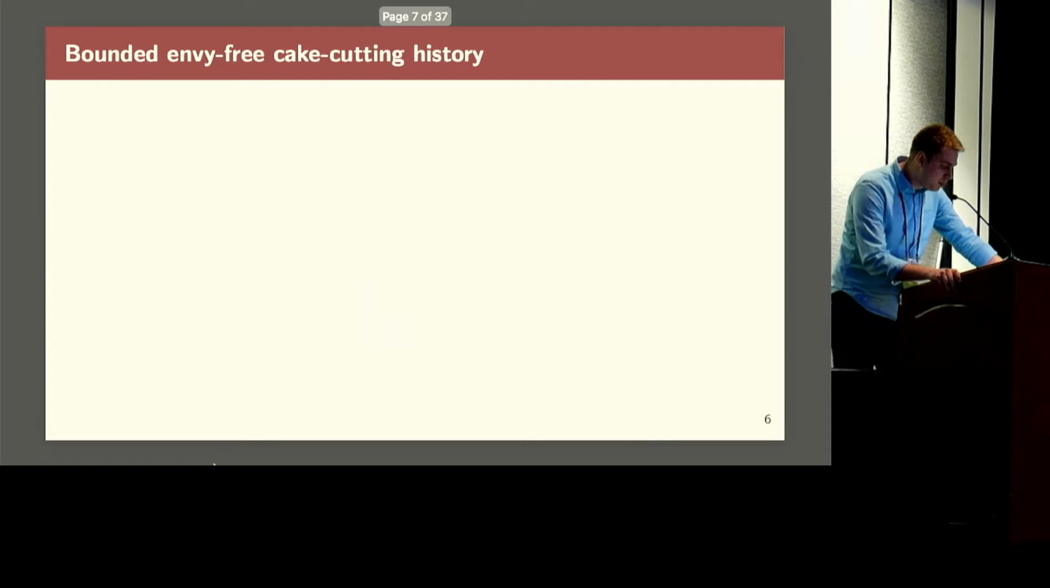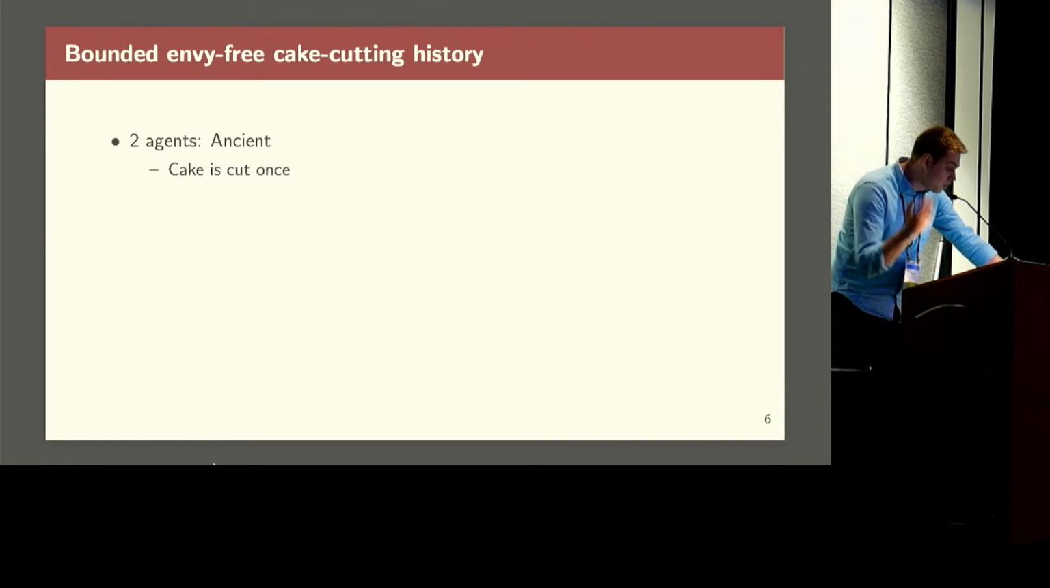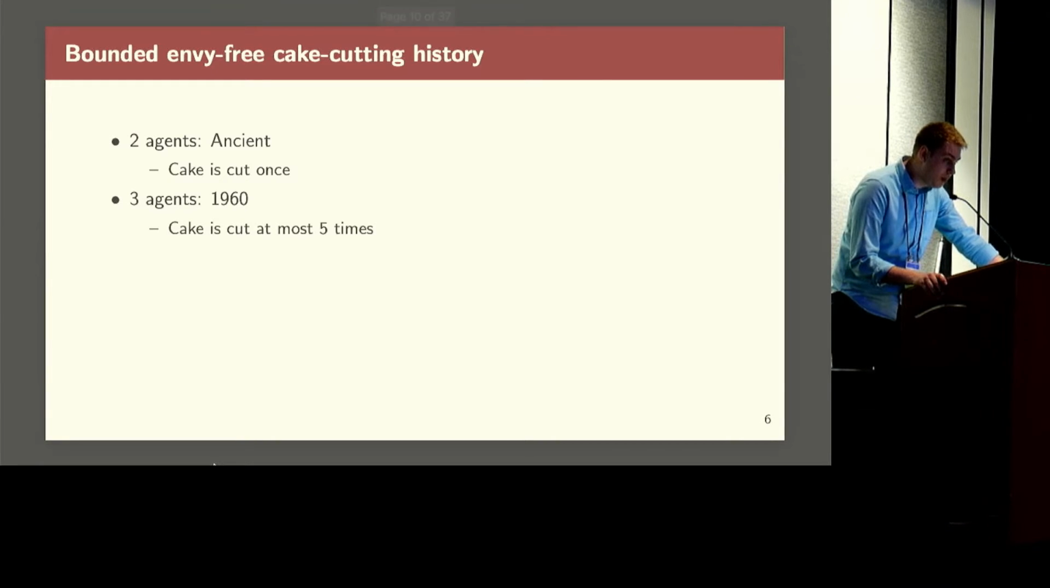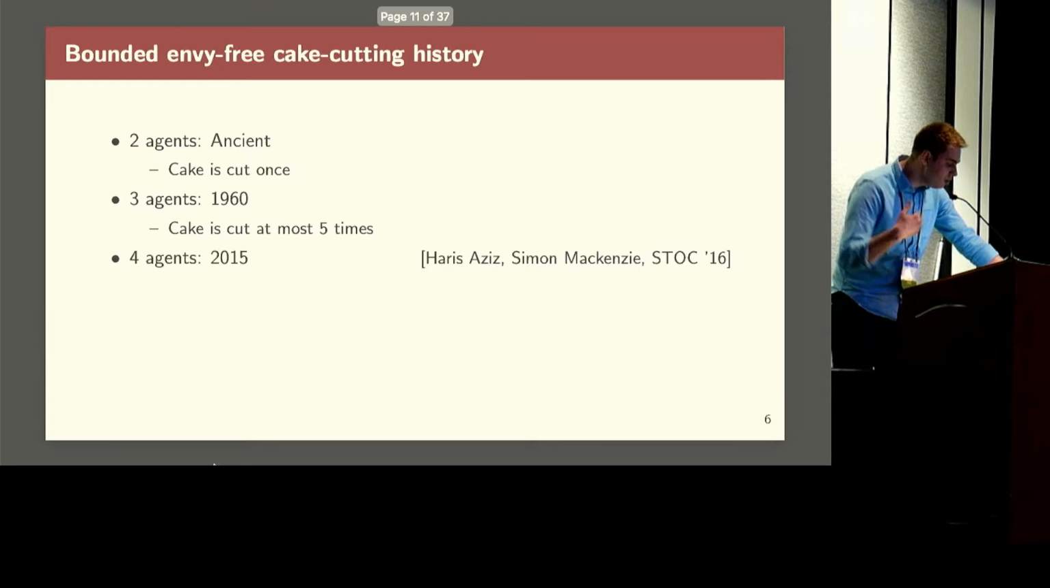Now, let me give you a brief history of this problem, or the protocols within it. So the first protocol is the one we described for two agents. It's ancient. Probably a lot of parents know this if they have two kids around the same age and they want cake. In this instance, the cake is cut at most once. The first three-agent protocol was introduced in 1960, and it may require the cake to be cut 5 times. Now, it took a while, but eventually a 4-agent protocol that is bounded in the number of cuts was produced. However, the number of cuts that might be needed is 203.